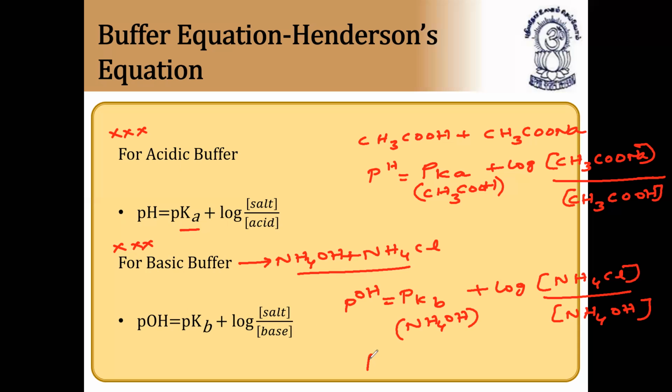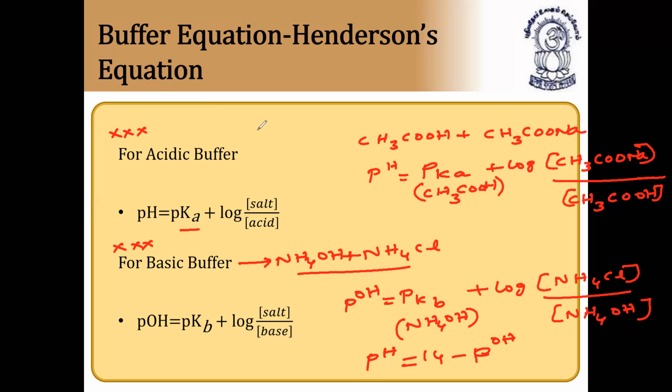And then we can calculate pH is equal to 14 minus pOH. So how to calculate pH of basic buffer solution? After calculating pOH, we have to calculate pH is equal to 14 minus pOH. So two steps in basic buffer and one straight step in acidic buffer solution. First we have to identify whether they have given a basic buffer solution or an acidic buffer solution. If basic, we take pOH first. If acidic, directly we can find pH.